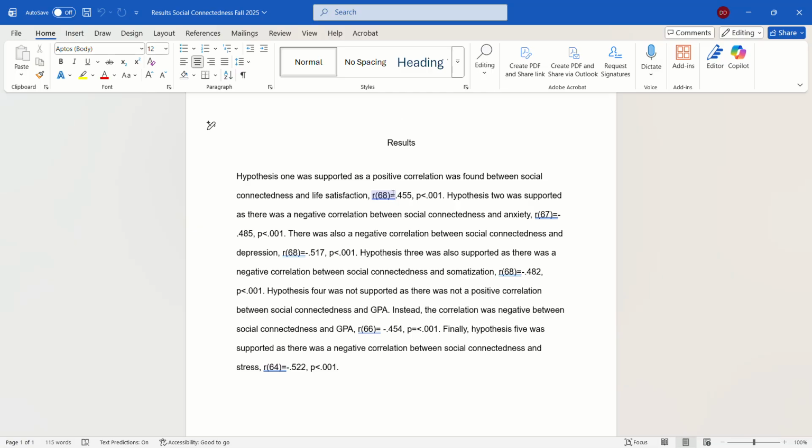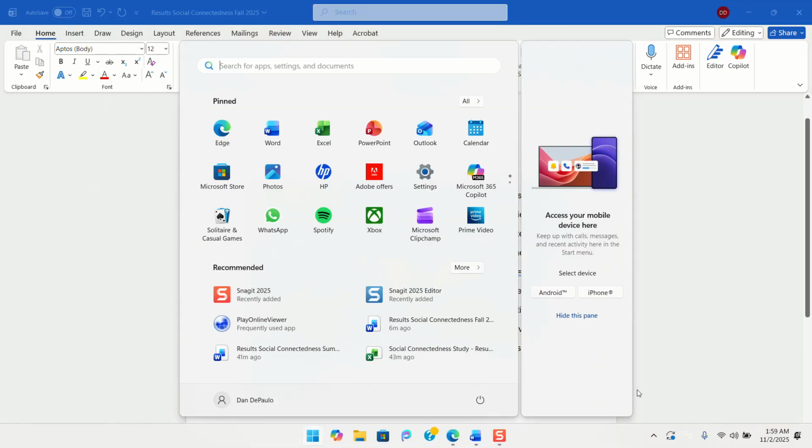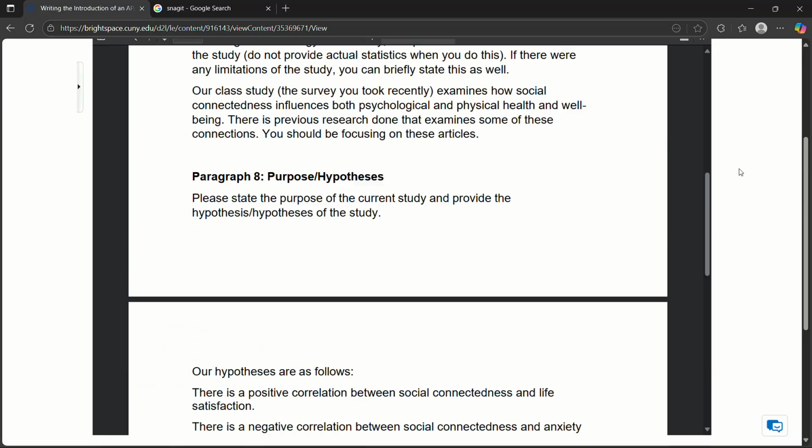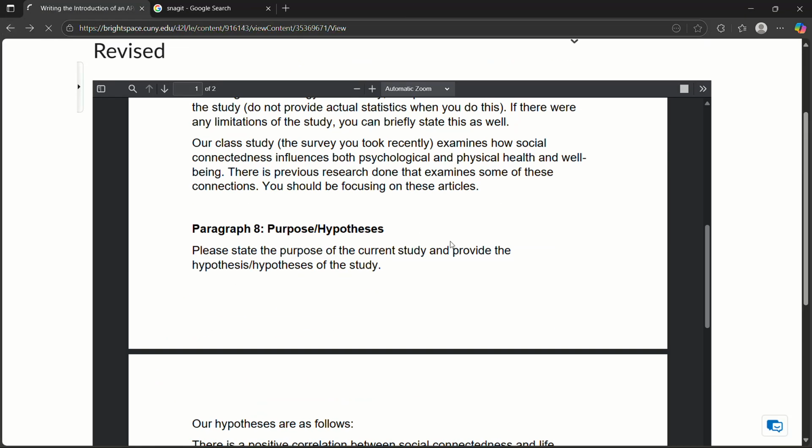0.455 is a pretty decent correlation. And most of these are in the 0.4s or 0.5, which is, like I said, a pretty decent result to get, especially with a small sample. It's a pretty big effect size going on. So let's go back to the introduction. Let's go back to the discussion instructions.